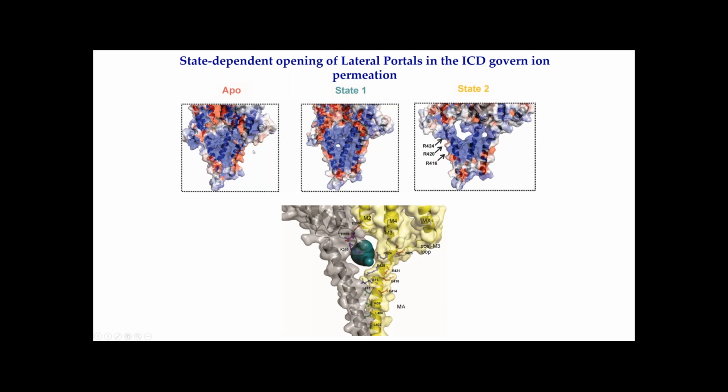in a state-dependent manner. In the apo conformation, this portal is blocked by the post M3 loop, so you don't see any opening right here. In state 1, you have the formation of this portal, and in state 2, a large portal is created. Another interesting observation is that this portal is lined by 3 arginine residues that are part of the MA helix.